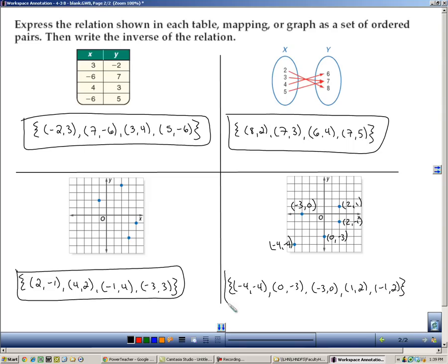So all you do to find inverses is you take the x value, make it the y, and take the y value and make it the x.